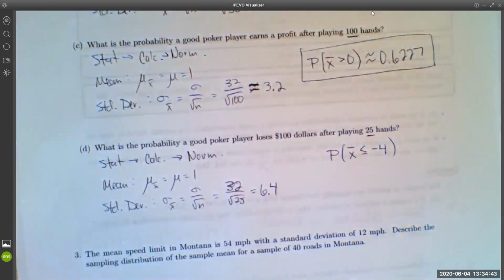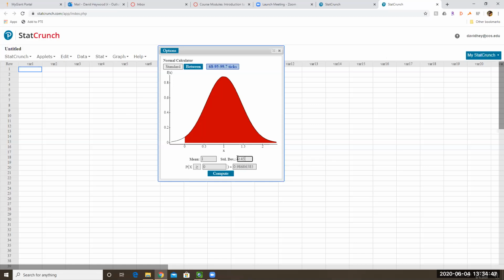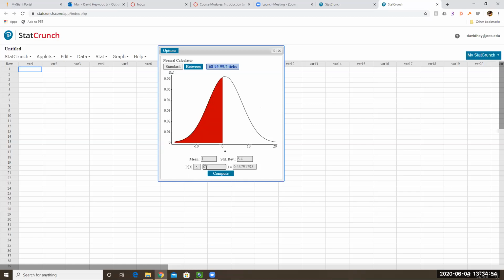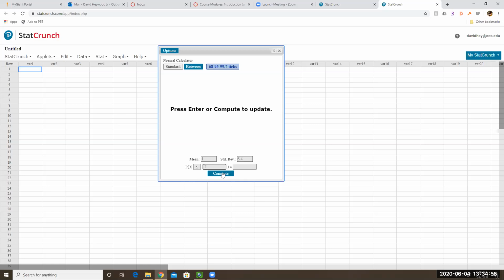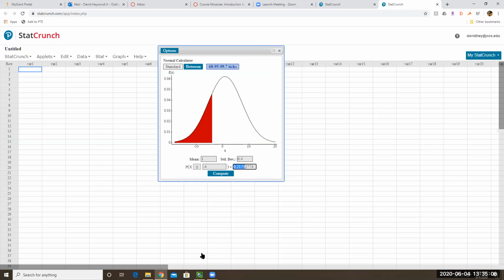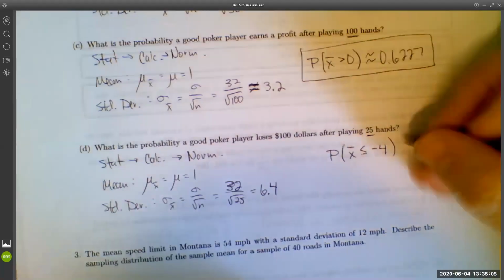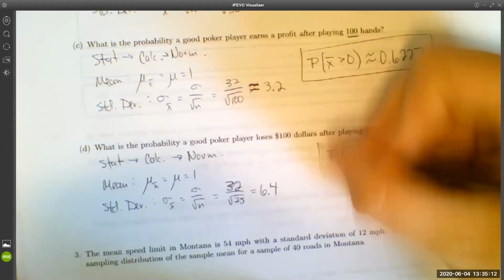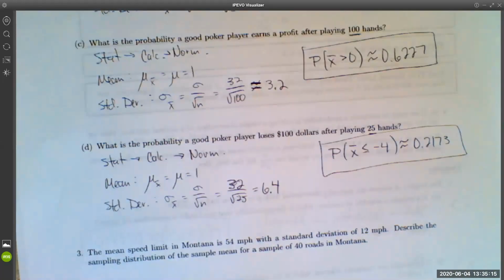Okay, so let's go to StatCrunch and see what we get. So the standard deviation we said would be 6.4 this time, and we're looking for the probability that they lose $4 for each hand on average. Okay, so that comes out to about 0.2173. Okay, so that's the idea there.